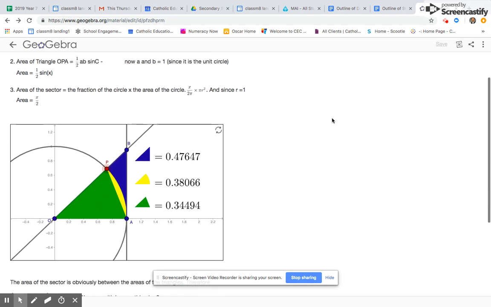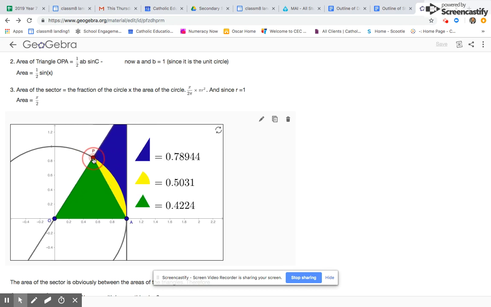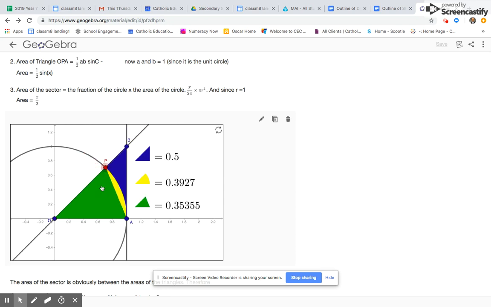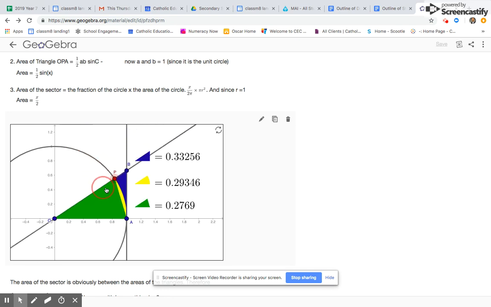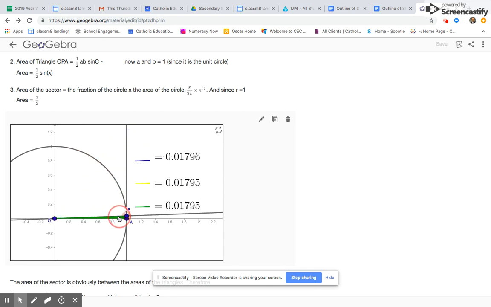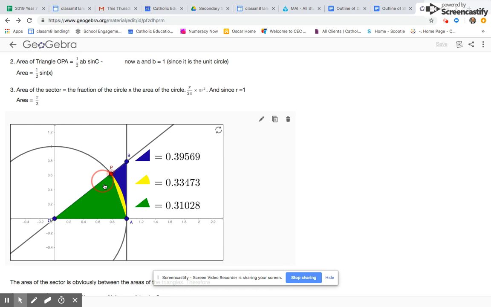So if we look at this diagram, we've got three different shapes: the large triangle, the small triangle, and a sector. And what we're going to use is the sandwich principle or the squeeze principle. Obviously, that sector has to have an area between the two triangles. And as the angle gets closer and closer to 0, these three things converge to the same thing. So let's have a look at it.